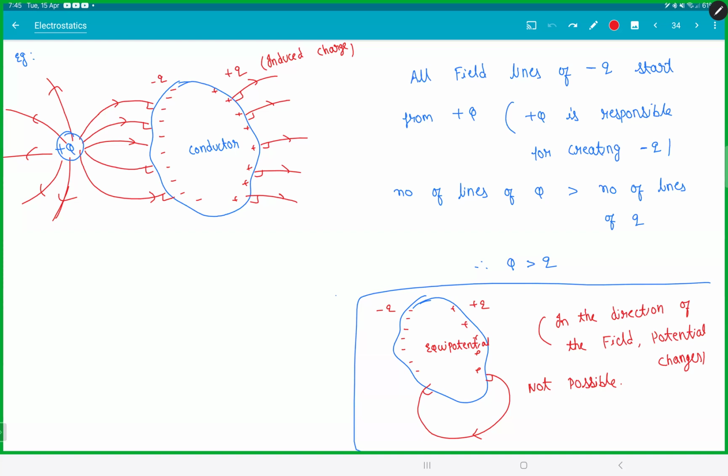And now Vihan, dekho, ye argument tha na? In the direction of the field, potential changes. So if you have a field line coming from this to this, you are saying the potential here and here is different. So a conductor cannot have two different potentials inside. So those kind of field lines won't exist. Are you getting this argument now? So you can't get field lines like this. So this was the statement that in the direction of the field, potential changes.